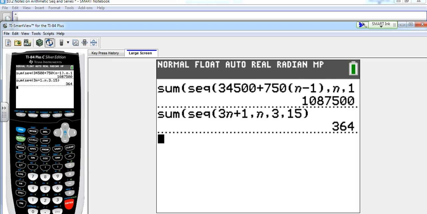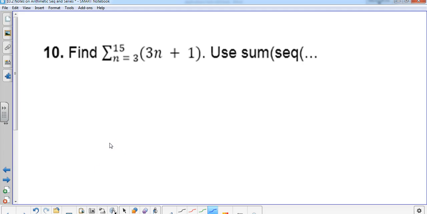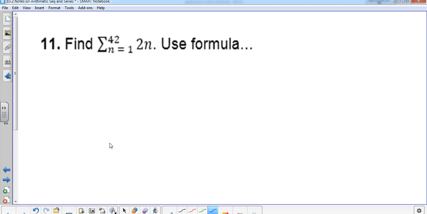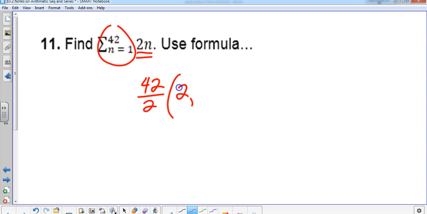All right. I just wanted to show you one where you probably want to use the calculator. You can use the calculator on this one too, but it's the sum of the first 42 terms. This is an explicit formula, right? So we could just do 42 divided by 2. What's the first term? Put in a 1 and you get 2. What's the 42nd term? Put in a 42 and you get 84, yes?